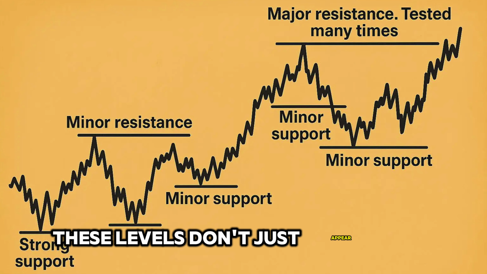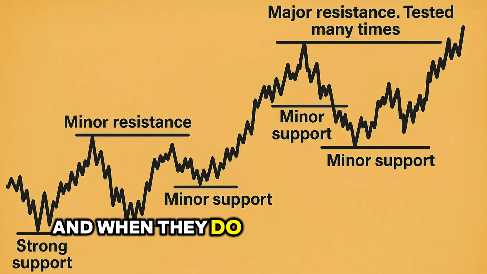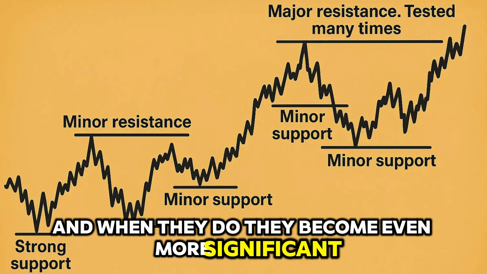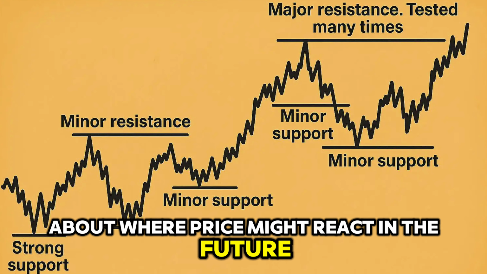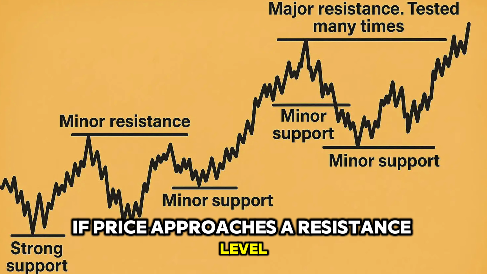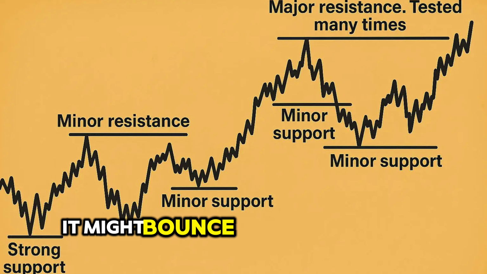These levels don't just appear once. They often get tested multiple times, and when they do, they become even more significant. These levels can give you strong clues about where price might react in the future. If price approaches a resistance level, it might reverse or break through. If it's nearing support, it might bounce or break down.